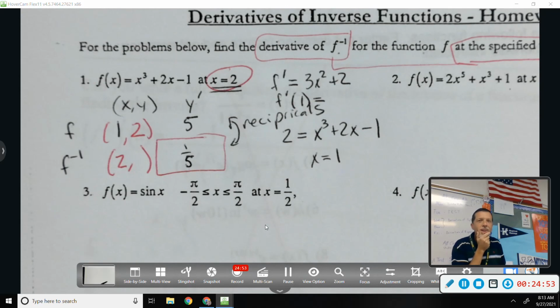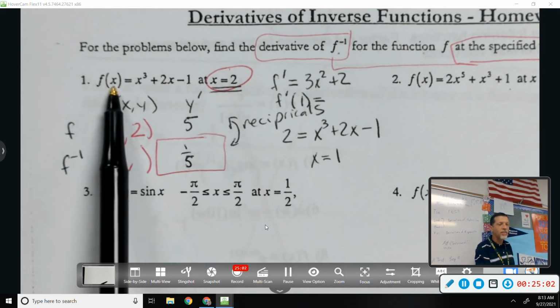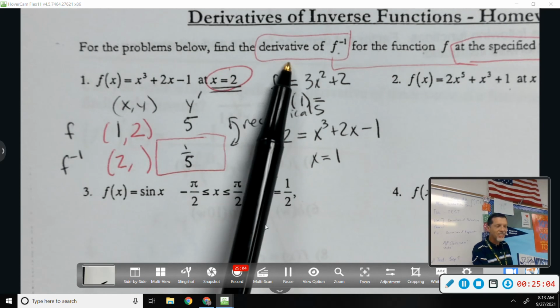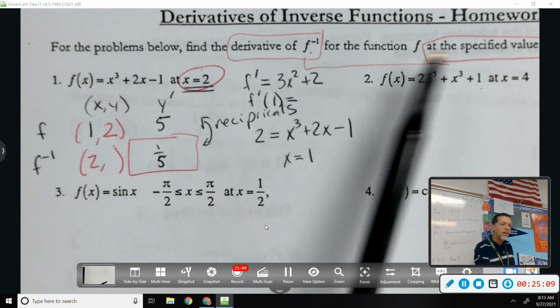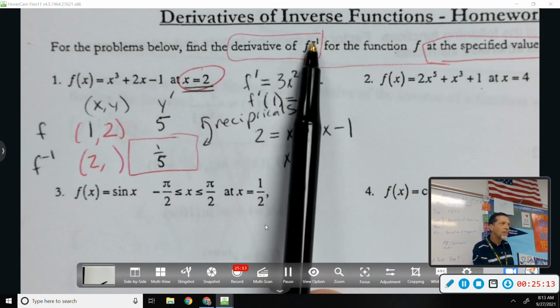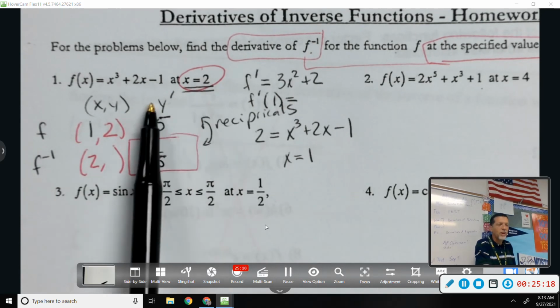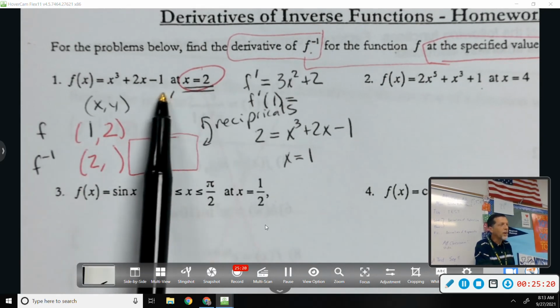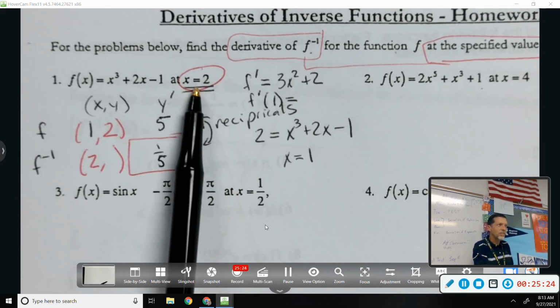If x equals 2 f of x, then why is it at x in the first one? Okay, that's the confusing part. This sure looks like x is 2 for f. But if you read the directions, they say the specified value of x for the derivative of f inverse. So you're right, and that's one reason I don't like this worksheet. It's very misleading to give you f and then right after that say x equals 2. But that x equals 2 is for the inverse.